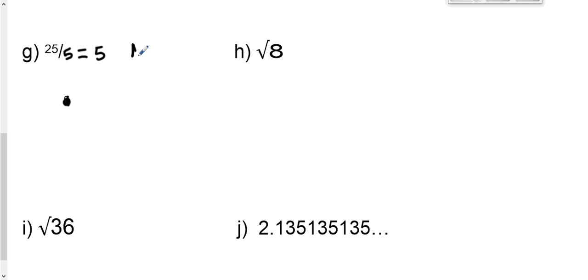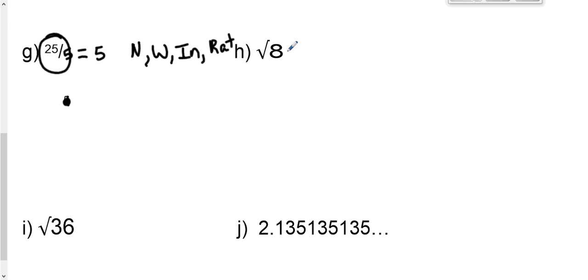Okay, so it's natural. Would it be a whole number? Yes. Would it be an integer? Yes. What about a rational number? Well, it started out as a fraction, so of course it can be rewritten as a fraction, so it's also rational. Integer and rational.